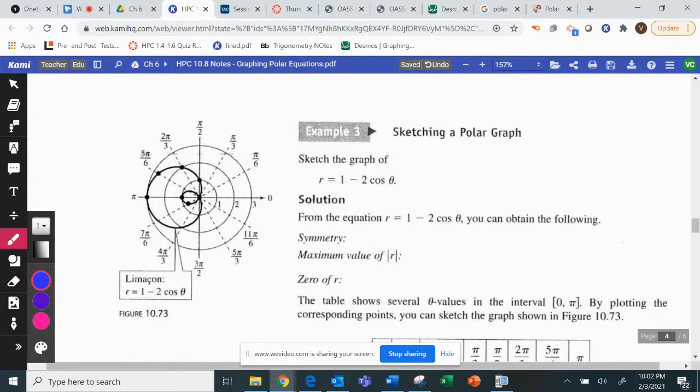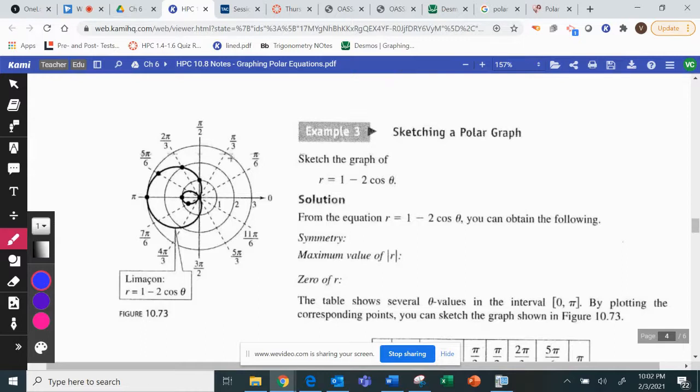So here's an example of sketching a polar graph. The sketch is there. I just want to go through the steps to shortcut it, so you don't have to plot every single point by hand or by plugging in every single point. So we're going to sketch the graph of r equals 1 minus 2 cosine theta.